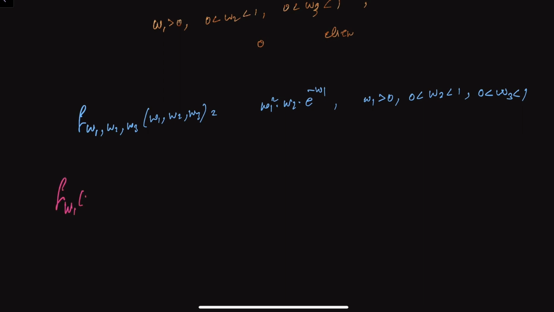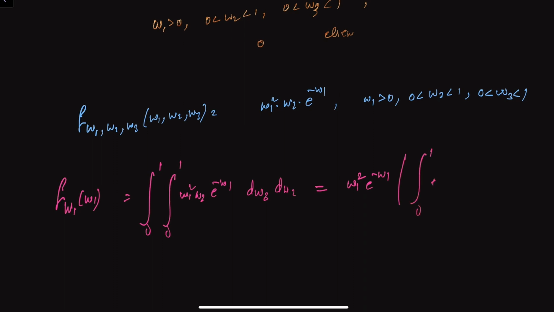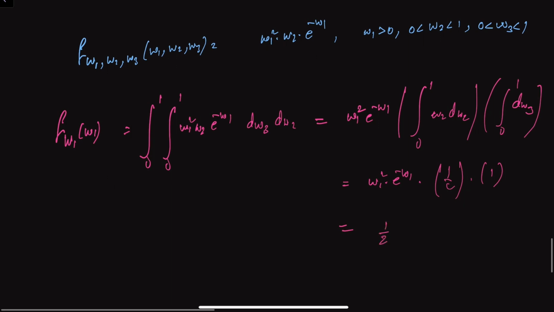The marginal density f_W1 of w1 is the integral from 0 to 1 and the integral from 0 to 1, over w3 and w2, of w1 square w2 e to the power minus w1. That is nothing but w1 square e to the power minus w1, times the integral from 0 to 1 of w2 dw2, times the integral from 0 to 1 of dw3. This is 1 by 2 and this is 1. So we get w1 square by 2 into e to the power minus w1.